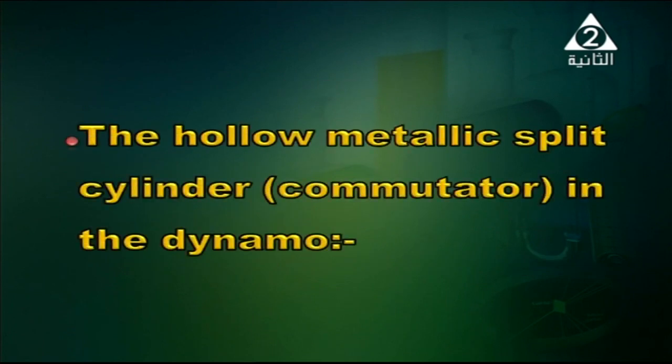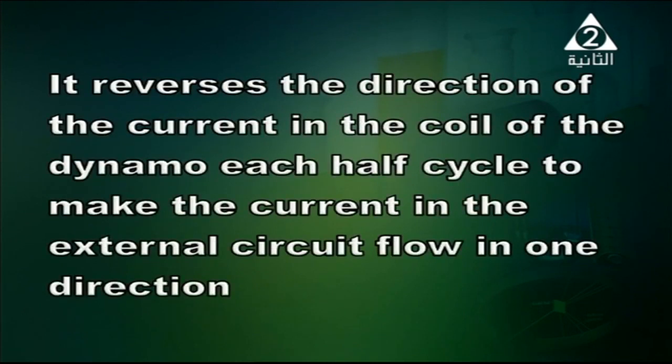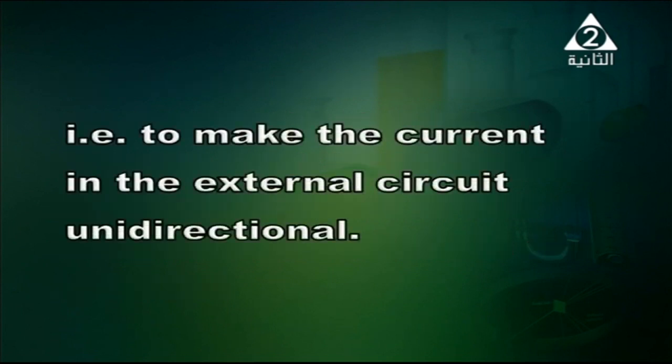And what about the function of the hollow metallic split cylinder in the dynamo? In the motor, it was to make the coil rotate in one direction, and in the dynamo it is to obtain unidirectional current in the external circuit. So it reverses the direction of the current in the coil of the dynamo each half cycle, to make the current in the external circuit flow in one direction, that is, a unidirectional current.